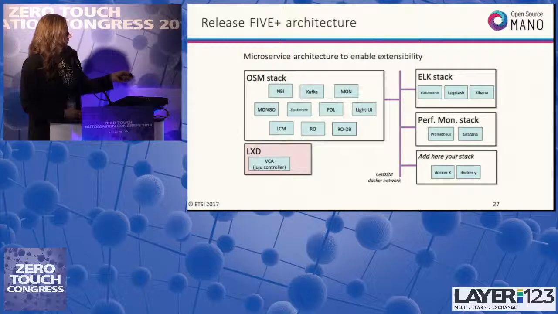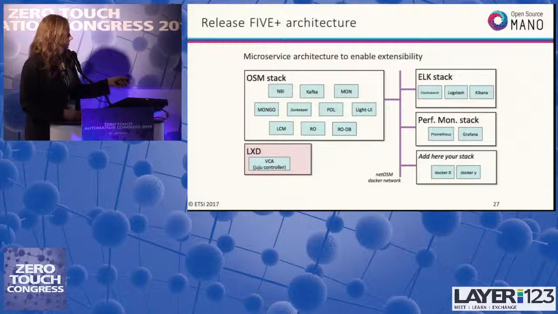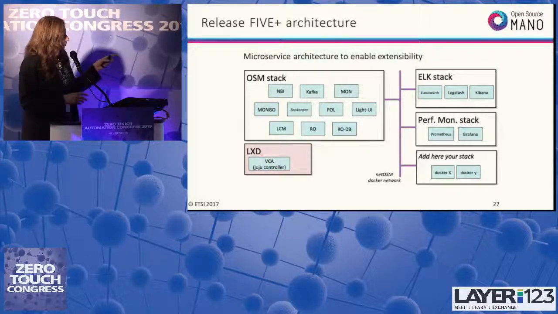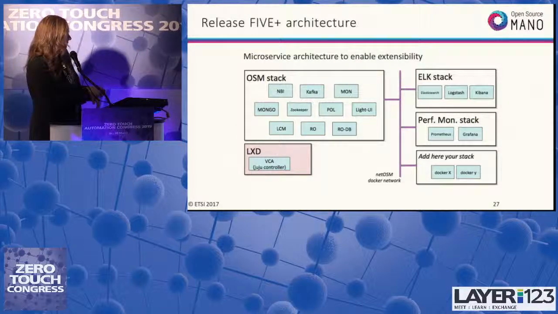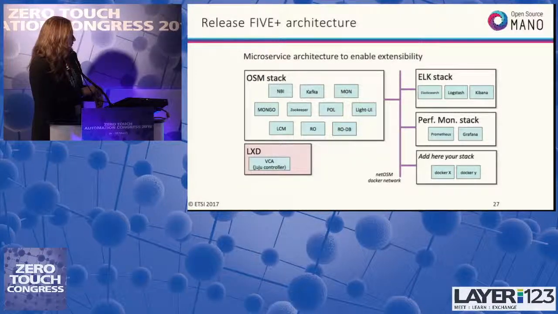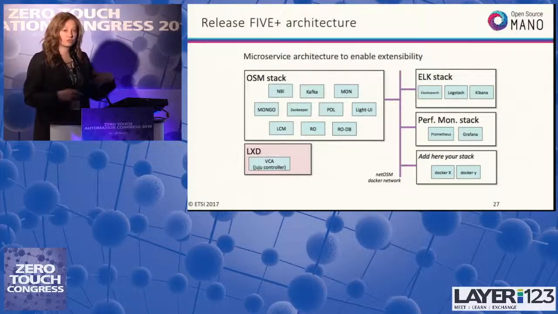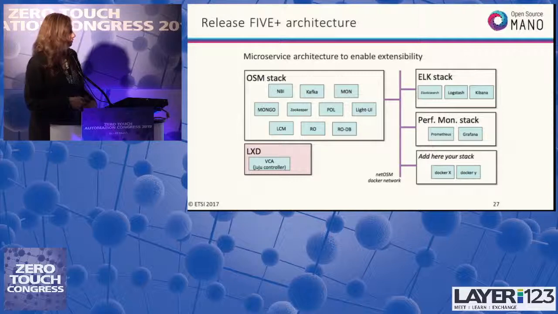And so looking a little more at the microservice type architecture, we do this on purpose so that we can be very flexible. And you'll see here that we have a very flexible architecture where we can have these different components that are all part of OSM that can interface with different open source components or commercial components. You can add your own stack here for monitoring. So we have our performance monitoring stack with Prometheus and Grafana to produce elegant graphs over time that show you exactly how your service health is doing.